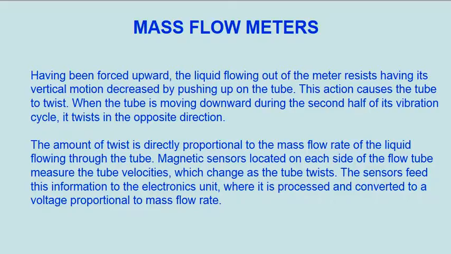The amount of twist is directly proportional to the mass flow rate of the liquid flowing through the tube. Magnetic sensors located on each side of the flow tube measure the tube velocities, which change as the tube twists. The sensors feed this information to the electronics unit, where it is processed and converted to a voltage proportional to mass flow rate.